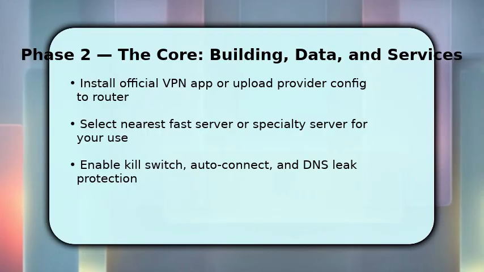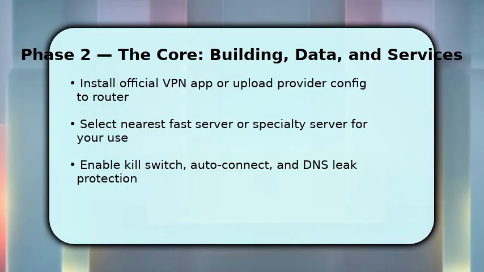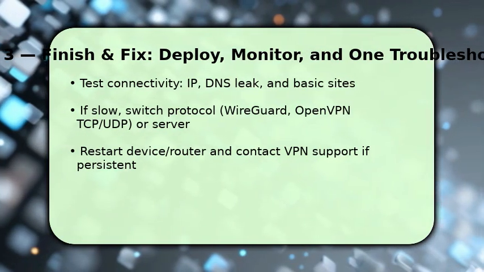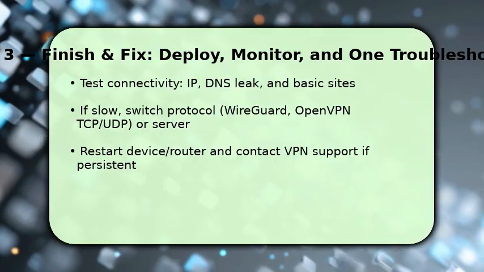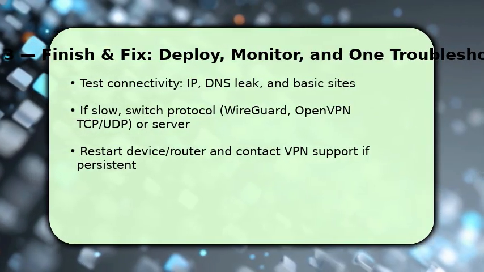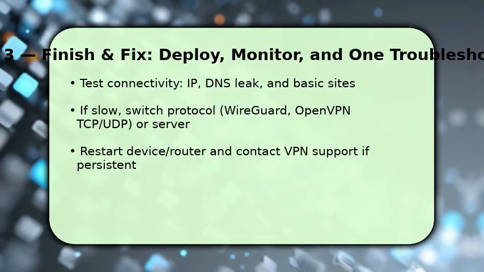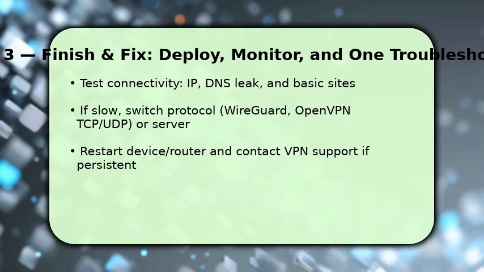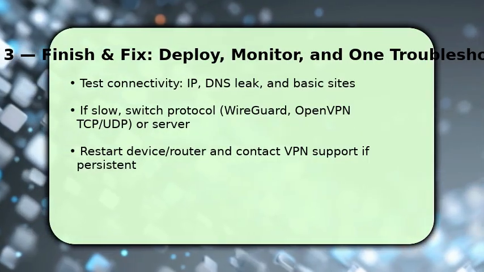You finish by confirming everything works. Run an IP check and a DNS leak test to ensure your real address is hidden. Once done, verify essential services load. If performance is poor, switch protocols: WireGuard for speed, OpenVPN TCP for stability, or pick a different server because congestion varies.